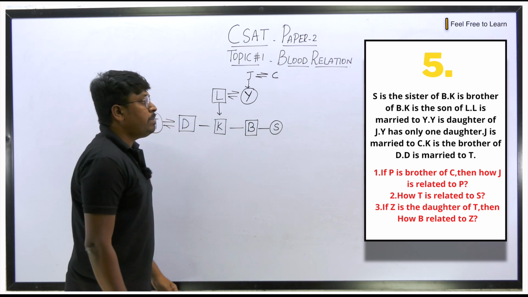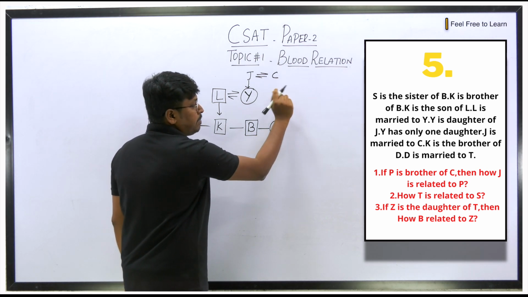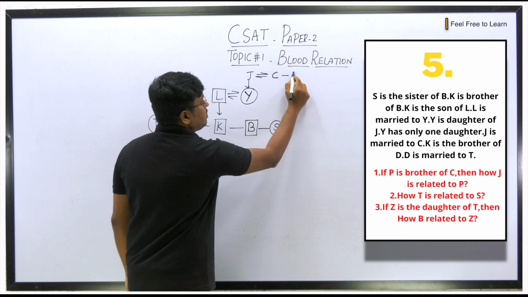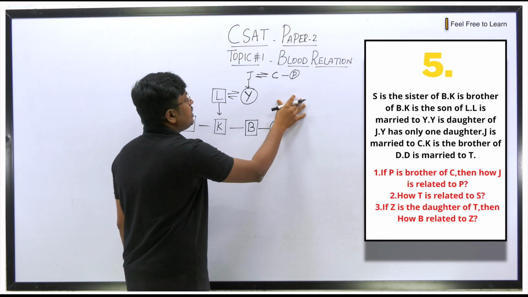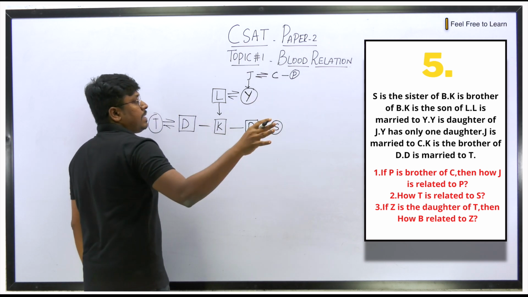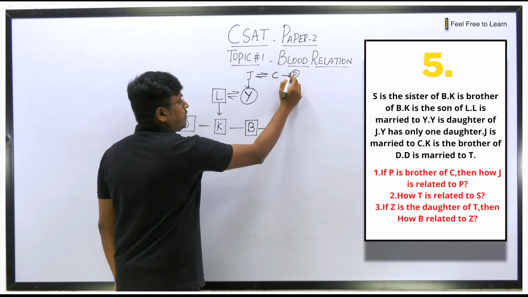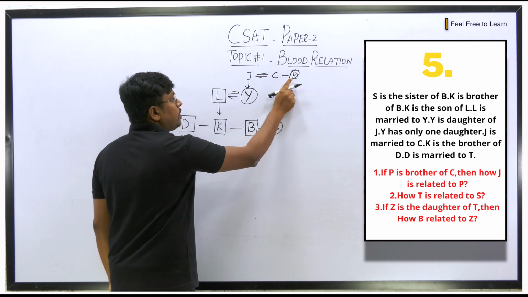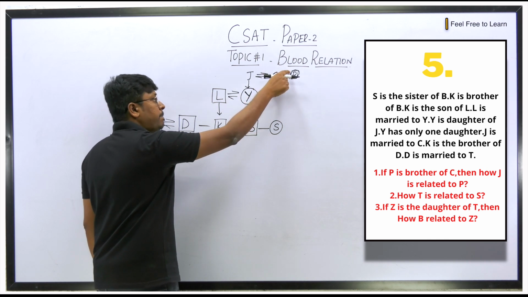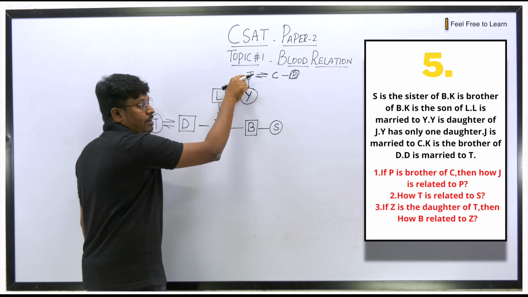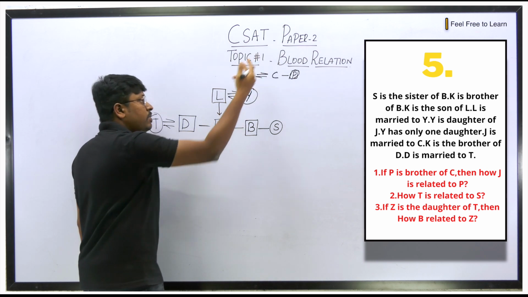First question. If P is brother of C, right? So they have given an extra point that if P is brother of C, so C's brother is P. In case C's brother is P, then how is J related to P? We know that the person P is a male person, but from P we don't know what is the relationship of J. Why? Because the J person is a male or a female, the gender itself is unknown. So we can't find the relation.